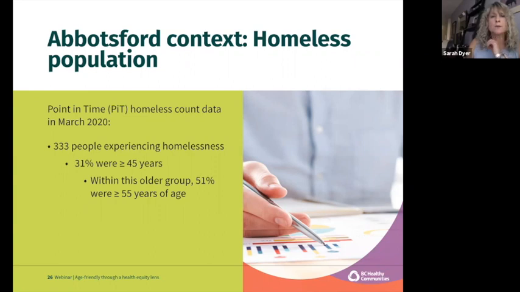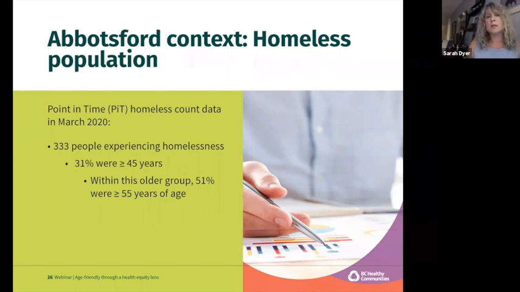Okay, so of those 333 people at that time, 31% were 45 years and older. I'll get to this in a bit, not too long actually, but in this population, 45 and older is considered older adults, because aging is more advanced or quicker in people living with a much harder life. So right now, over 30% are considered older adults in the homeless group in Abbotsford. So on here, it actually says within this group, 51% were 55 years of age and older.